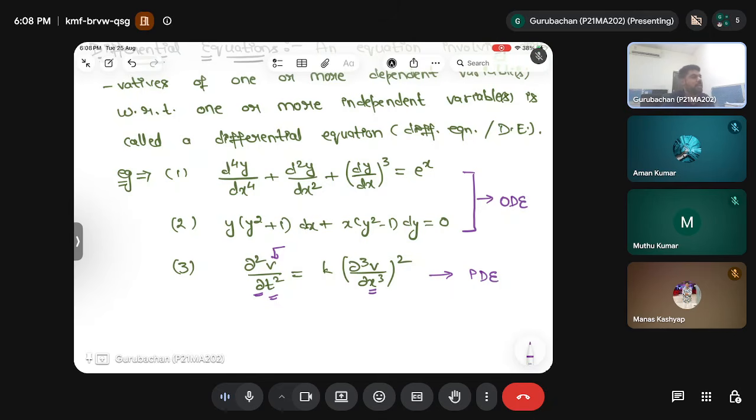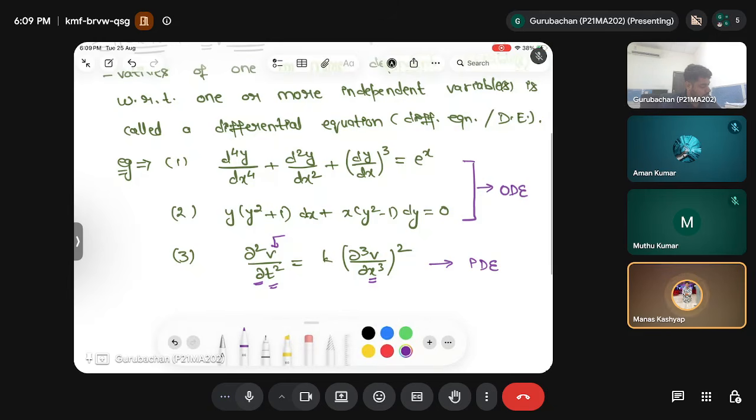Now, what are order and degree? Order tells whether it is a first derivative or second derivative or what it is. Degree is the power of the highest order derivative. Like d4y by dx to the power 4, then here degree is 1. Fourth order, first degree.